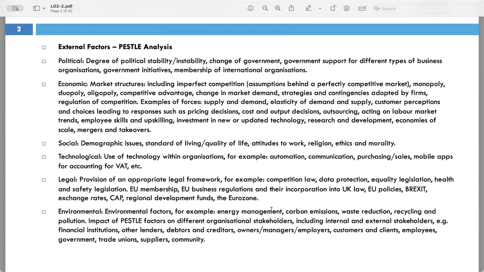For example, energy management, carbon emission, waste reduction, recycling, and pollution. Impact of PESTLE factors on different organizational stakeholders, including internal and external stakeholders. For example, financial institutions, other lenders, debtors, and creditors, owners, managers, employers, consumers, and client employees, government, trade unions, suppliers, community.